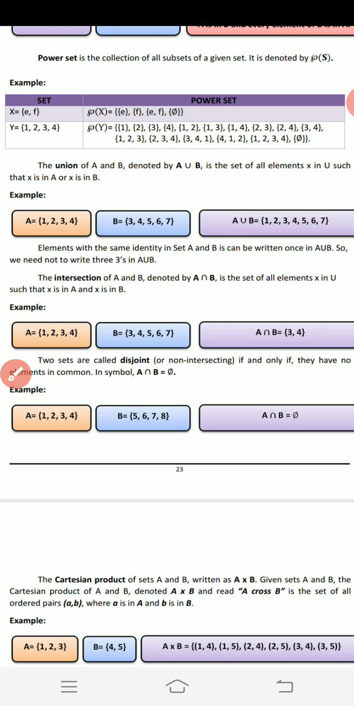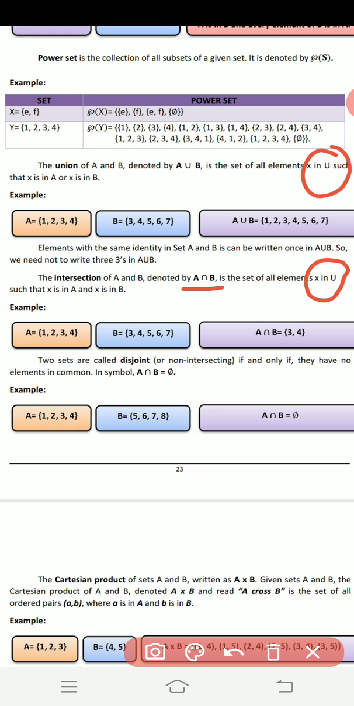Okay, next. The intersection of A and B, denoted by A with inverted U, ito, is the set of all elements X in U such that X. Please take note pala yung U na binabanggit kanina is universal set. Okay, pag sinabi natin universal set, lahat ng elements na to ay nasa universal set. Ibig sabihin siya yung nakapaloob.